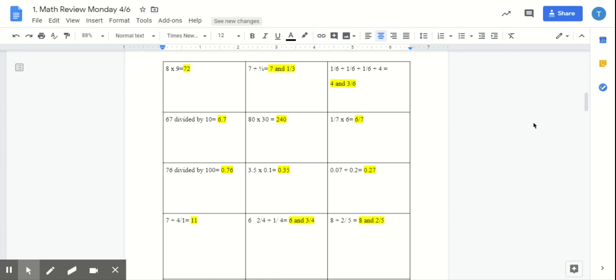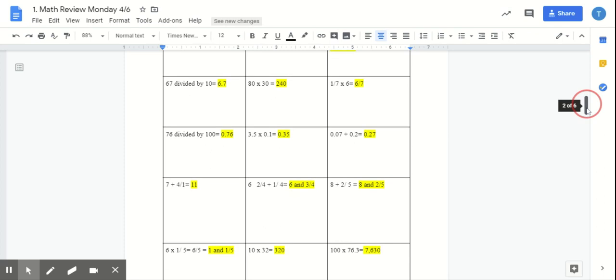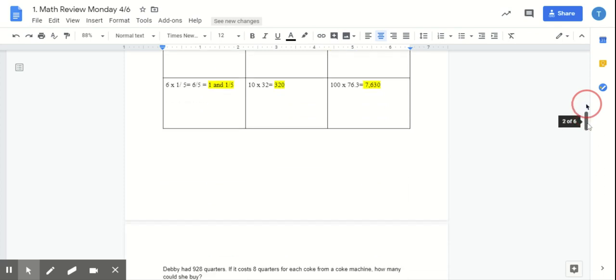All right, so if you are having a problem with multiplying or dividing by base 10, if you are having a problem with adding fractions or multiplying fractions or adding decimals, please reach out to your teachers so that you guys can go over this more in depth if you are still struggling with these review problems.